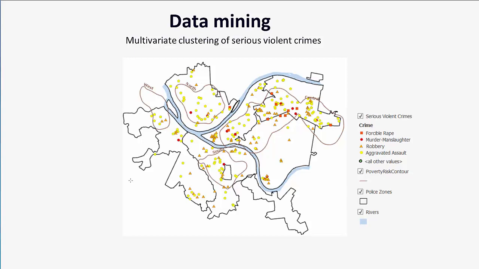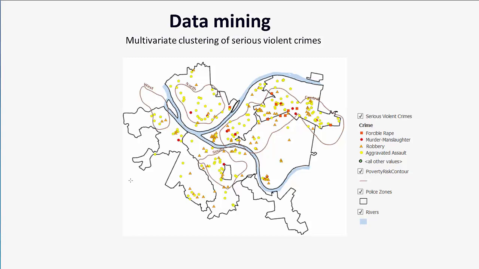The data shown in this example is serious violent crimes from a summer in Pittsburgh, with the data mapped as points. The crimes are then ranked by severity using FBI hierarchy numbers. So, for instance, 1, the most severe crime, would be murder, and 4, the least severe crime, would be aggravated assaults.